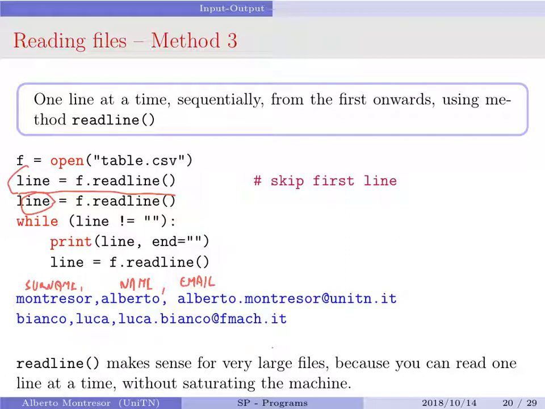Later I want to read all the lines and, for example, print them until I finish. What you do is I read the line, I check if it is empty. If it is empty, it means that the file has finished, and then you print one line at a time. And this makes sense for very large files, because you can read one line at a time, and so the files could be terabytes, but you don't need to read all of it at the same moment.